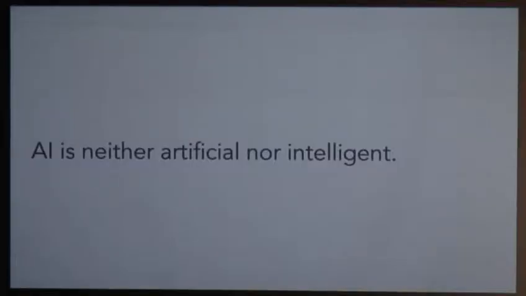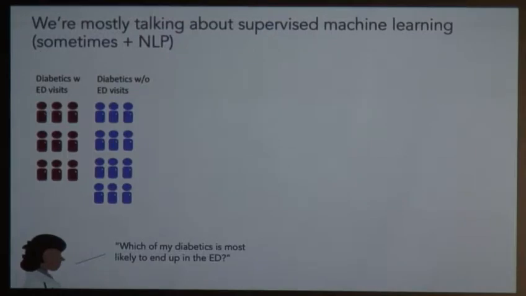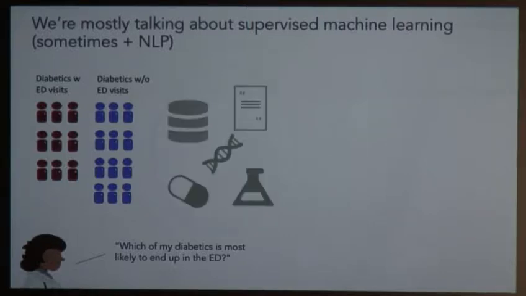I think what you need to leave here knowing is that artificial intelligence is neither artificial nor is it intelligent. It's just math. This math is a little different, so it introduces some cultural challenges. This math starts with the outcome. Well, of all of my diabetics, which ones did or did not end up in the emergency department? That's a question worth asking, but we're not assuming to know what it is about these patients that made them end up there.